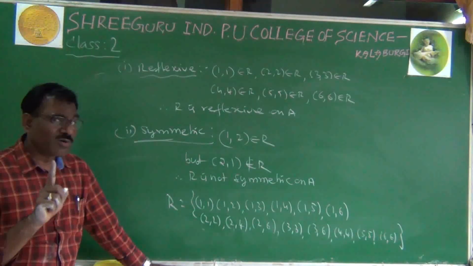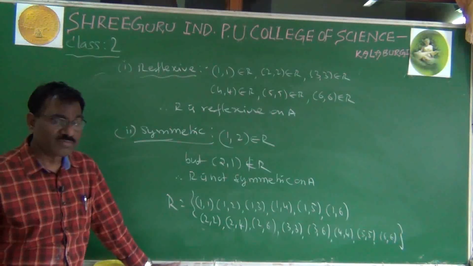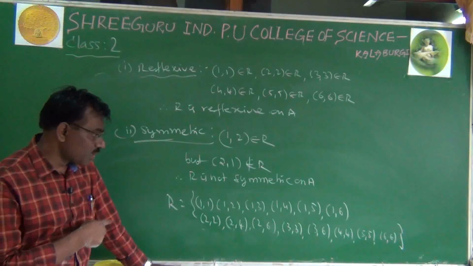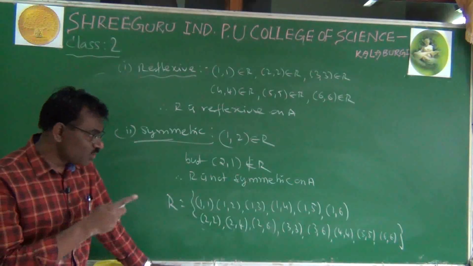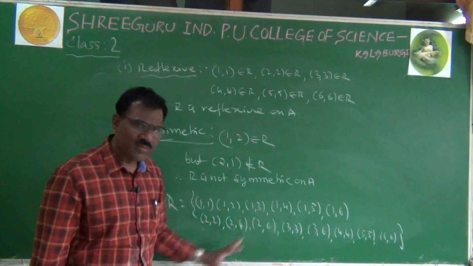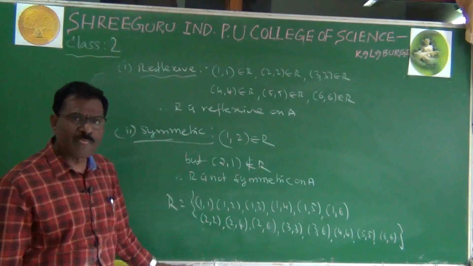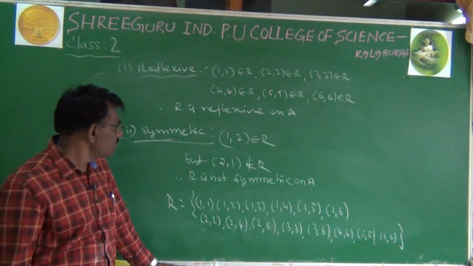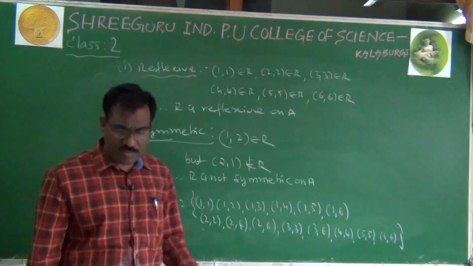Not means it is over. One example is enough. Even if I am taking 1 comma 2, some students are taking 1 comma 3, 3 comma 1 is not there, 1 comma 4, 4 comma 1. There is no need of all that, this is enough. So 1 comma 2 belongs to R, 2 comma 1 does not belong to R, which means this is not symmetric.